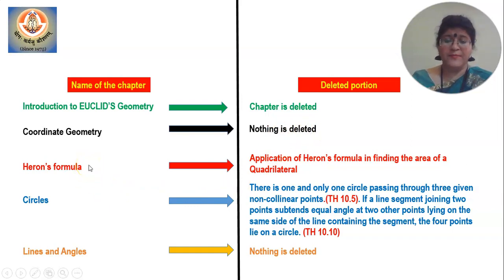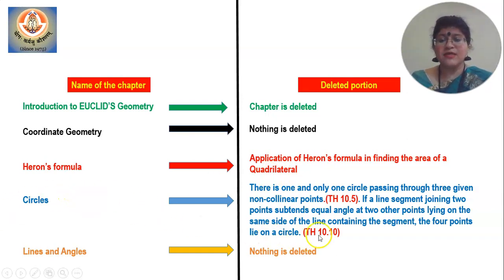From Heron's formula, application of Heron's formula and finding the area of the quadrilateral is deleted. That means 12.1 exercises there, you do not have exercise 12.2. That is problems related to area of the triangle, wherein you have to use Heron's formula is there. But problems related to quadrilateral, wherein in that quadrilateral, if you have to use Heron's formula, then those type of questions will not be asked.